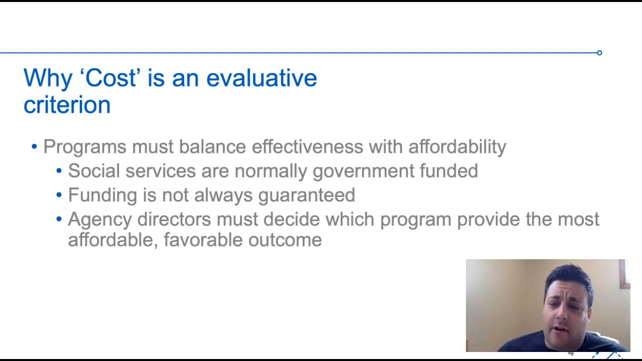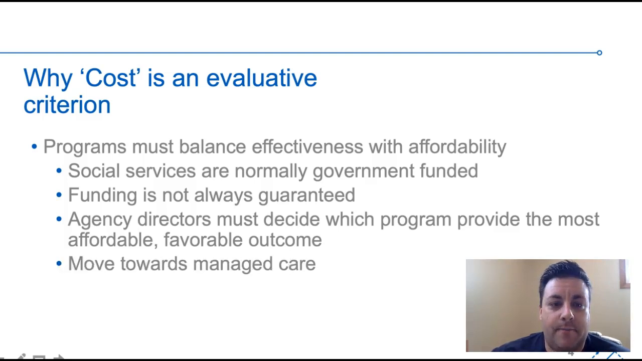Since funding is not always guaranteed, one way to ensure funding from year to year is to demonstrate cost effectiveness. That is to say, value for the dollars invested. And it also lets agency directors decide which programs are the most favorable given the outcomes and the costs.